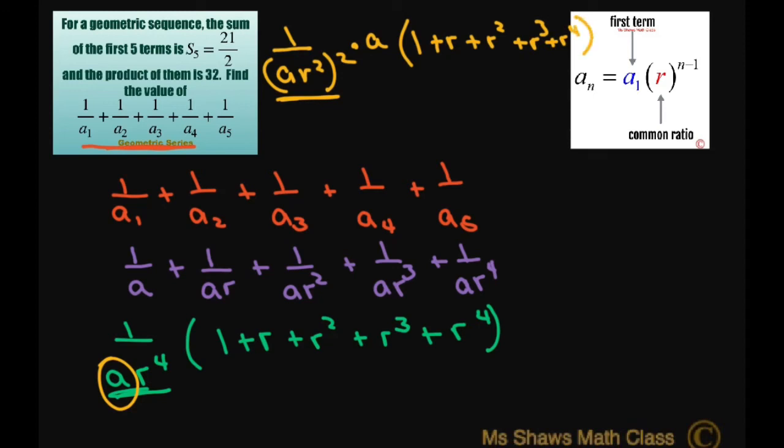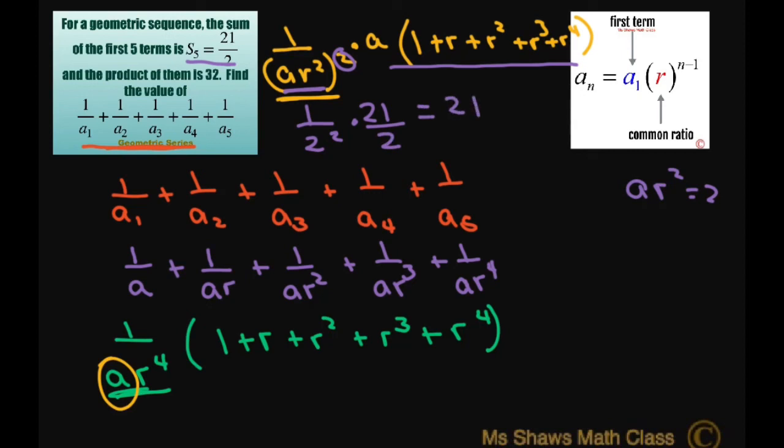All right. Now from substitution, we know what everything is, because AR squared equals 2. Since this is squared, we're going to have 1 divided by 2 squared. And then this whole thing here equals the sum of the first 5 terms, which is 21 divided by 2. And this is all going to equal 21 divided by 8, because this is 4. All right, and that's your final answer.